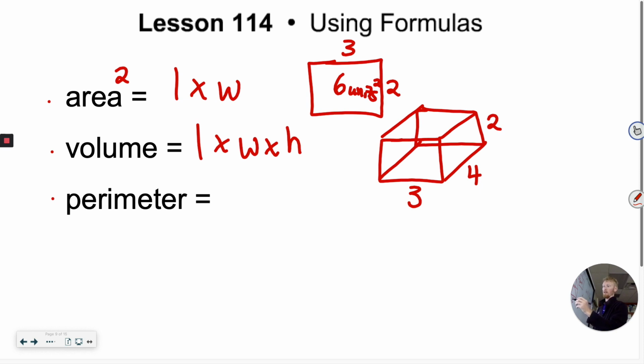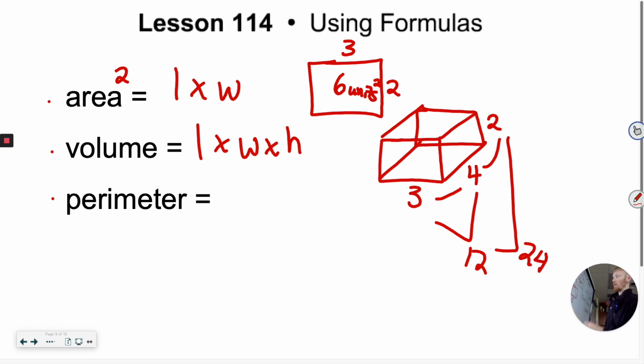So 3 times 4 times 2. Okay, so 3 times 4, that gives me 12. 12 times 2, that gives me 24. So the volume is always in units cubed. So the volume would be 24 cubic units or units cubed.